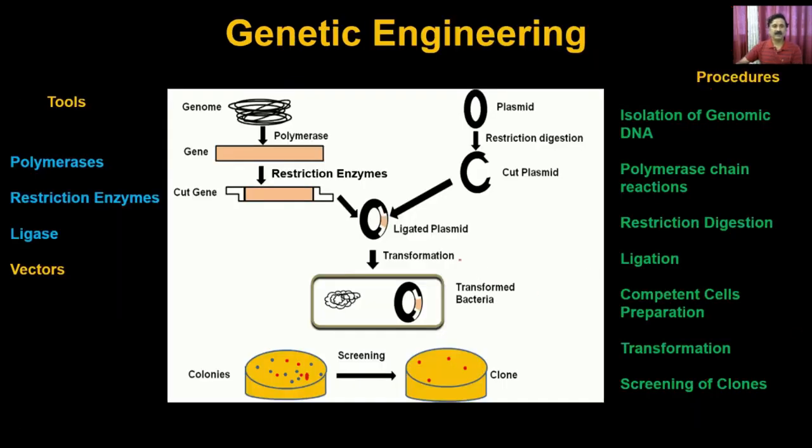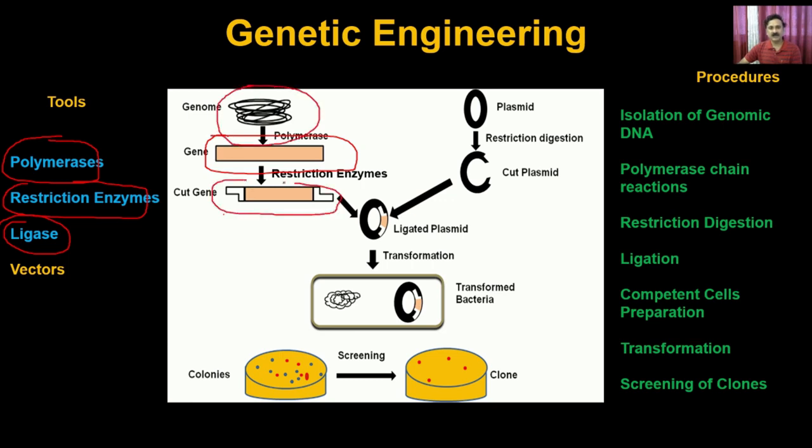Now, we have discussed the polymerases, the restriction enzymes, and the ligases, and all these are working on two DNA sources. One, we are working on the gene, which we are isolating from the genome and generating the sticky ends, whereas the other is the plasmids.